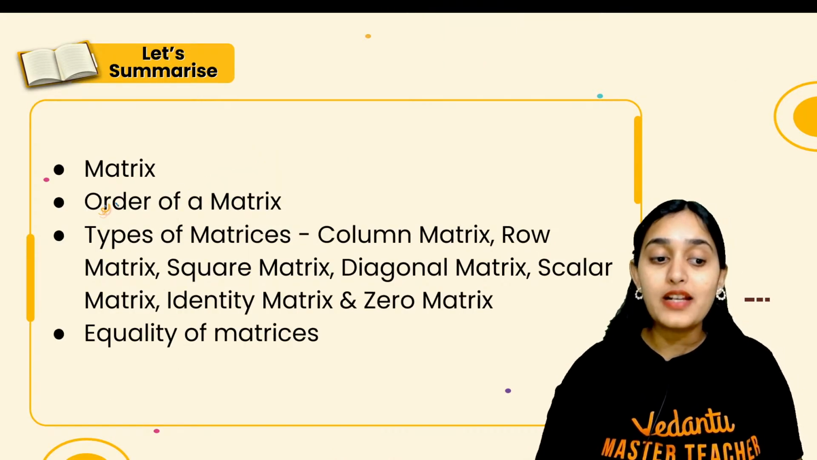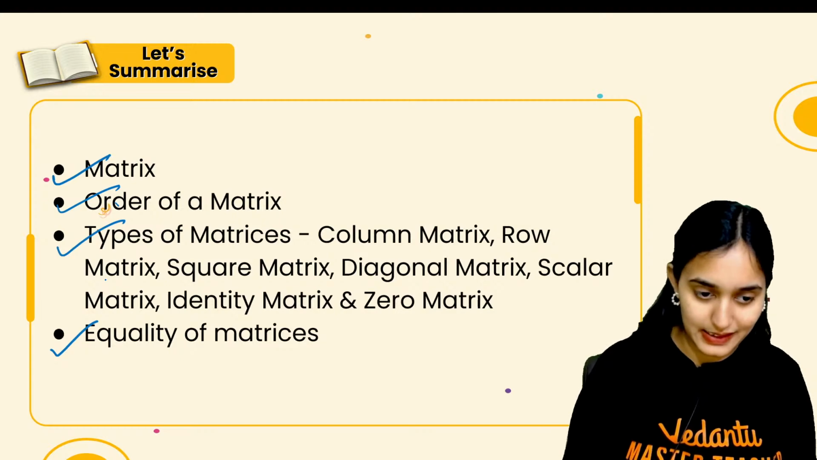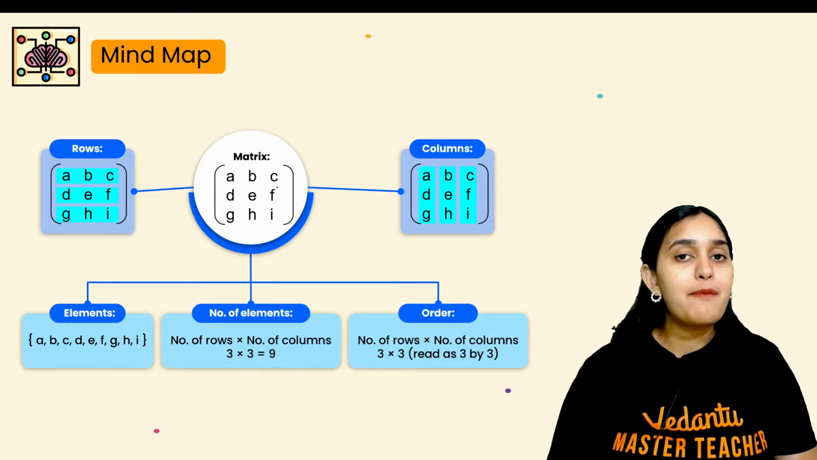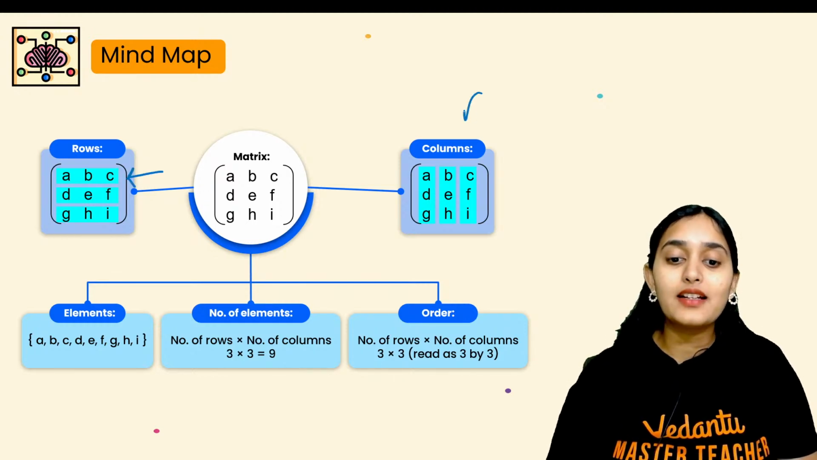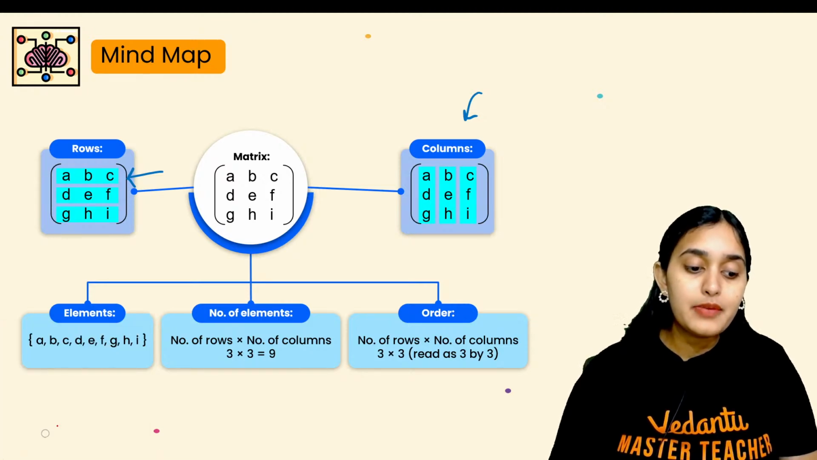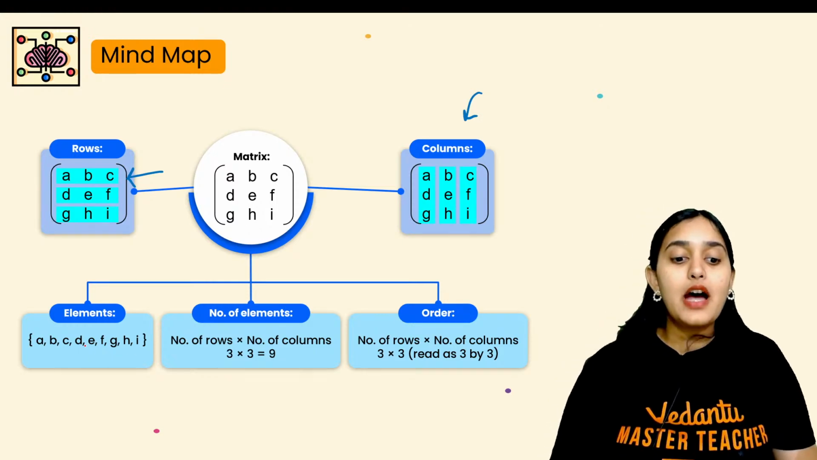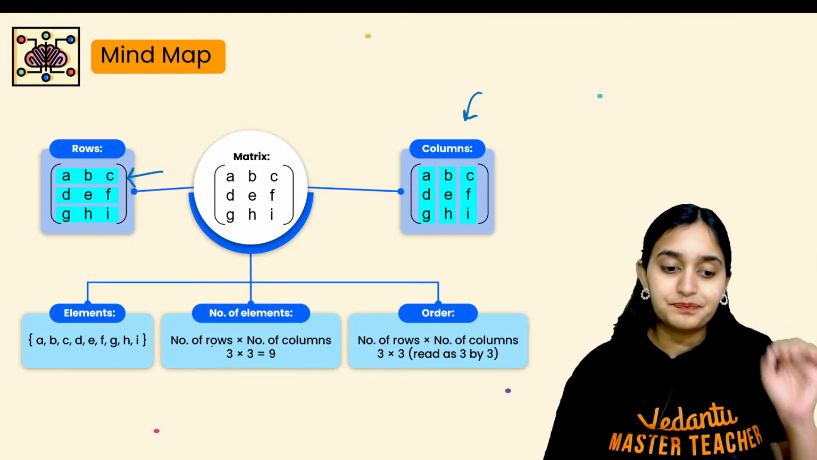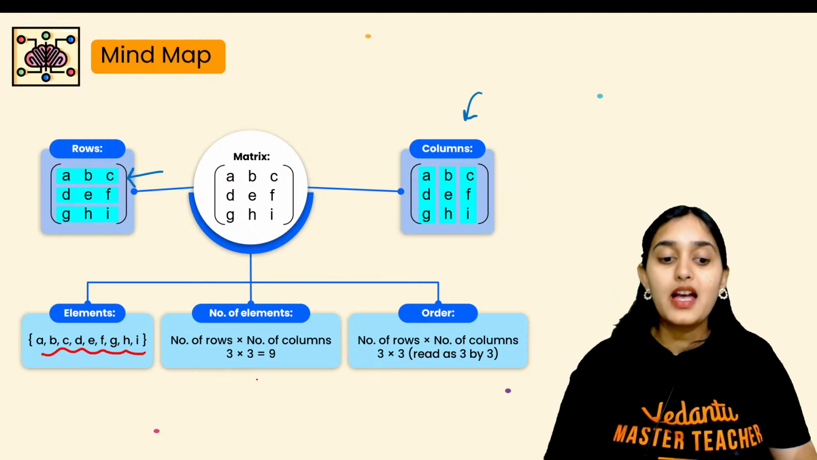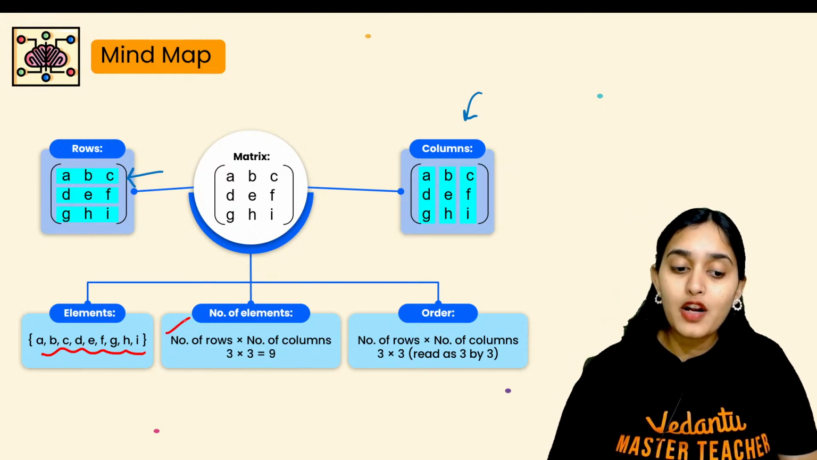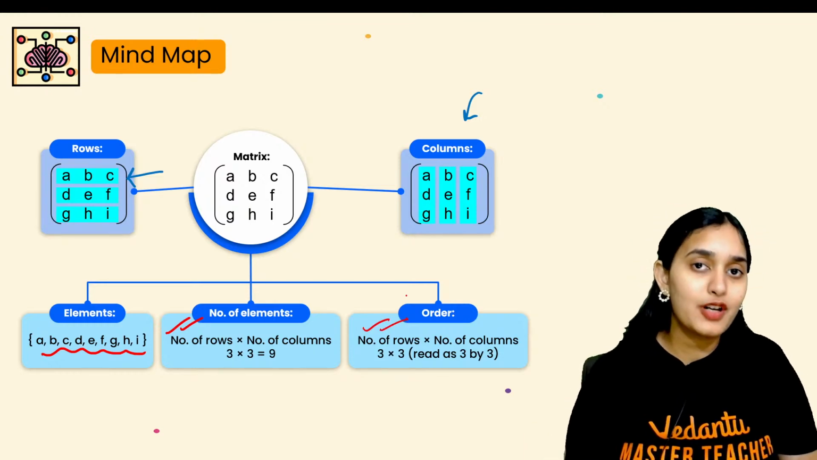Okay, let's summarize what did we learn today. We have learned about what are matrices, order of a matrix, different types of matrices and equality of matrices. Now, here is a mind map for your quick revision. A matrix is made up of rows and columns. The row number is the horizontal elements. Columns tell you the vertical elements. In a matrix, the elements are the numbers or the functions written inside a matrix. The total number of elements is given by number of rows into number of columns. And order of a matrix is written as number of rows by number of columns.